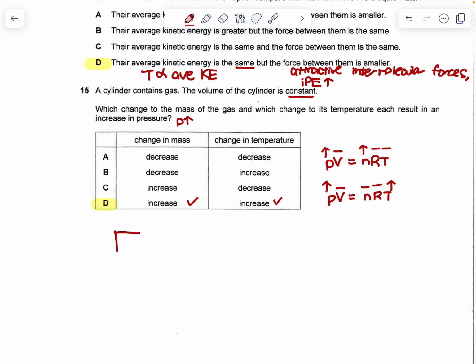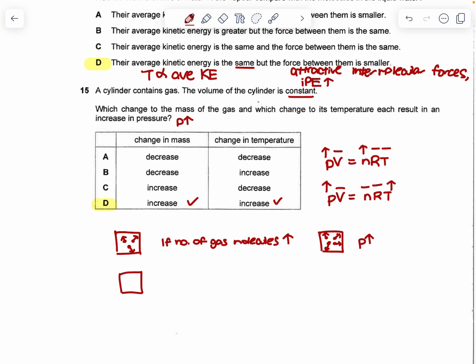If not, we can look at it in diagrams. So, initially you have 3 gas molecules. If we increase the number of gas molecules in the same container of the same size, because volume is constant, you realize that the pressure applied by the gas on the walls of the container actually increases.